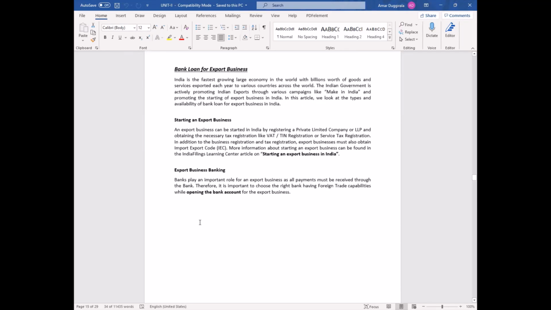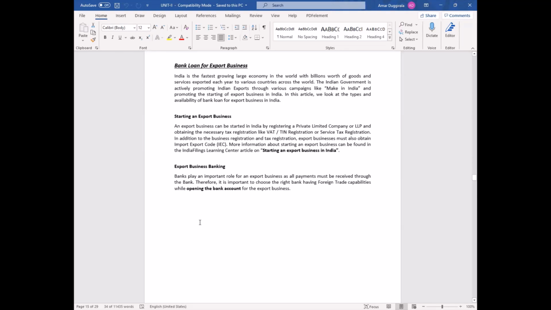And then the last portion of unit 2, which is the bank loan for export business. Now, the very important thing is that the Government of India, through different types of schemes, promotions, and activities, would like to promote India's contribution in the global market of manufacturing.